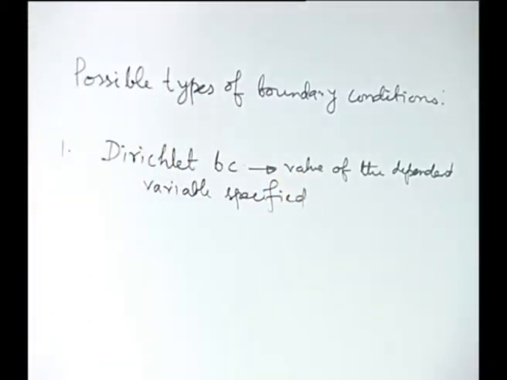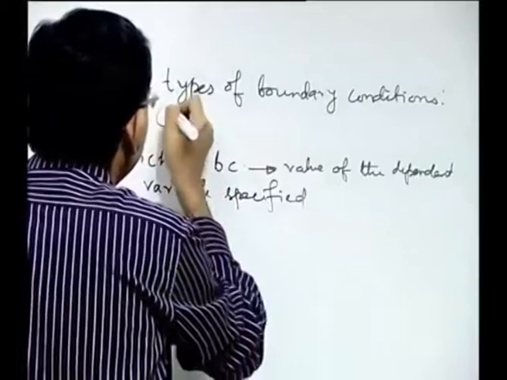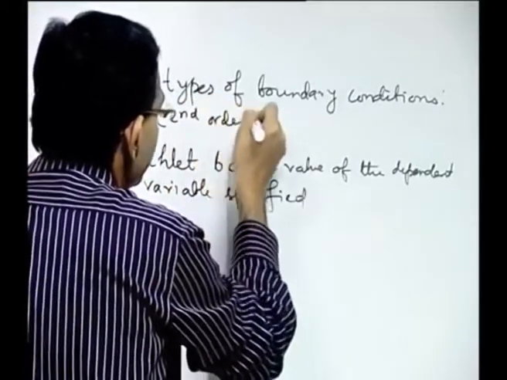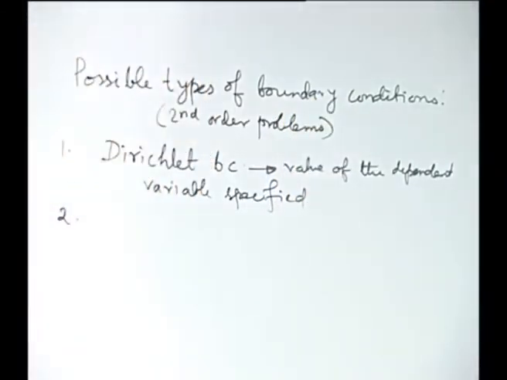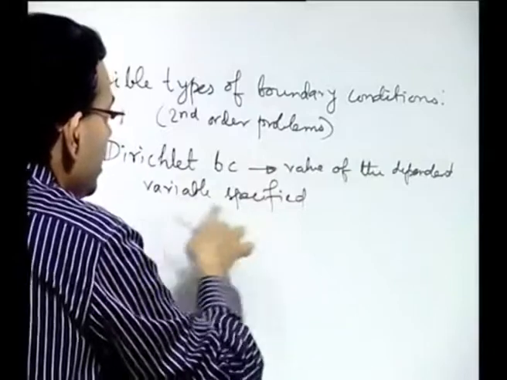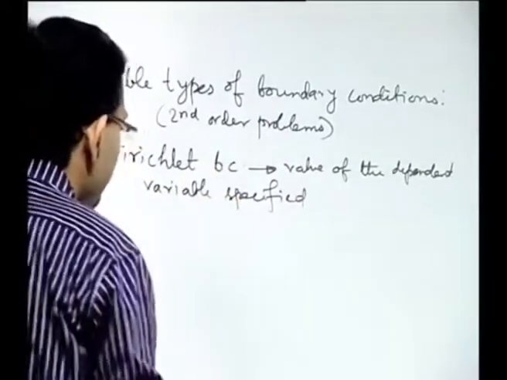The other one is that the gradient of the value of the dependent variable is specified, which for a second order problem, remember when we are considering possible types of boundary conditions, we are restricting ourselves to second order problems. Why? Because second order problems we have seen that those are more common in the numerical heat transfer and fluid flow that we are going to discuss. We have looked into the equations, we have found that the equations are maximum up to the second order derivatives. So for a second order problem, the value of the dependent variable specified is the Dirichlet boundary condition.